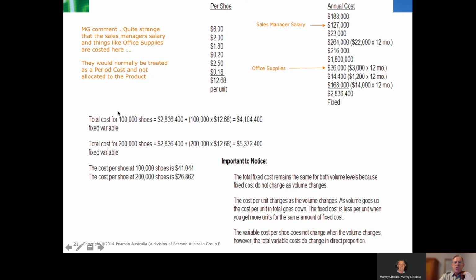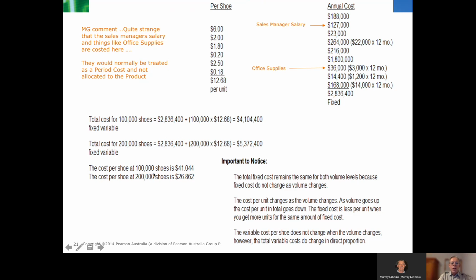At 100,000 units, shoes, it's going to cost the flat fee of 2,836 plus 100,000 at the variable cost. So 4,104 all up. If we're running at 200,000 shoes, again, the fixed cost plus the level of activity, 200,000 at $12.68. 5 million is our total cost. So it does help us when you're coming to do your budgets, good idea to work out your fixed costs in total, hold those, and then of course just multiply out your variable cost by your volume or quantity level, and you've got your total costs.